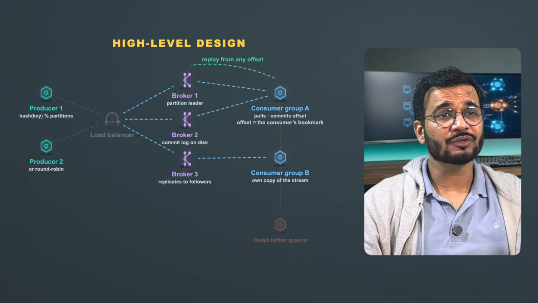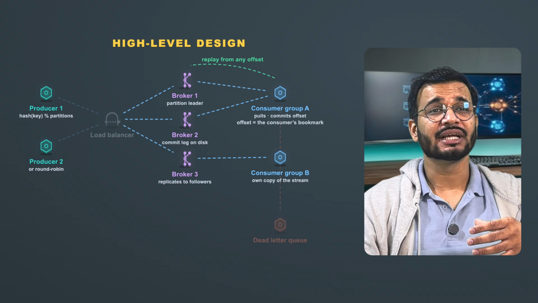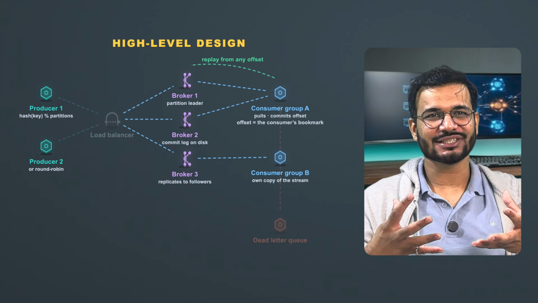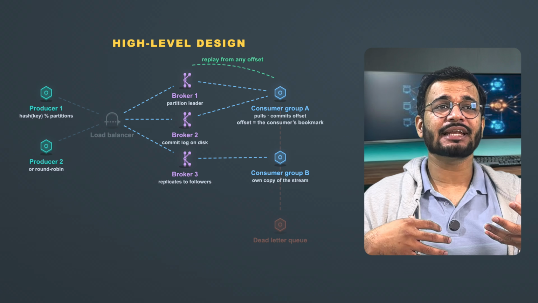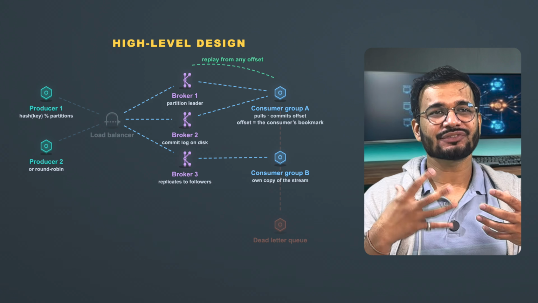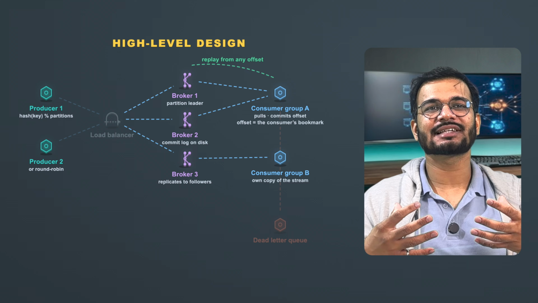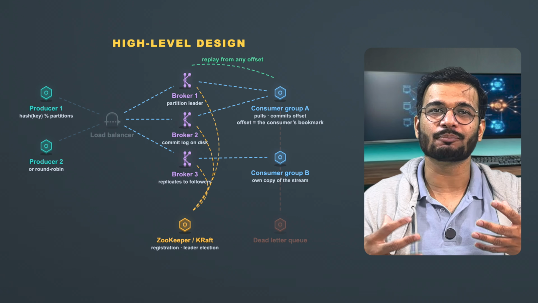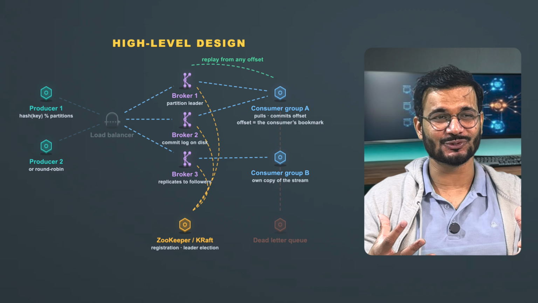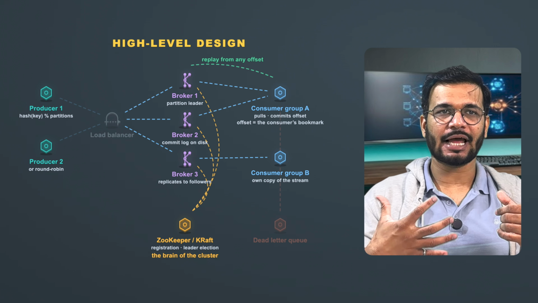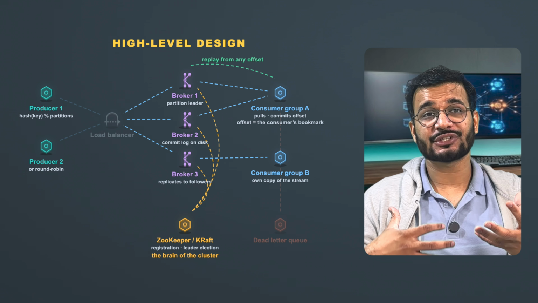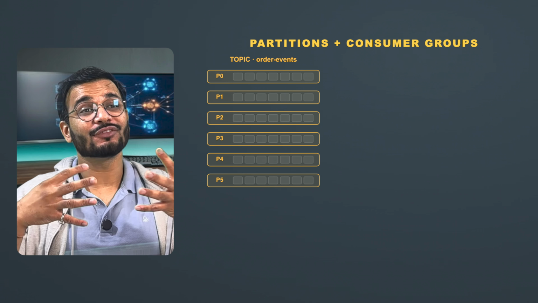Then we have the consumer, which pulls the message from the broker. It tracks its position with an offset and commits that offset when done processing it. It can reread any historical offset. This replay capability is one of the things that makes message queues dramatically more useful than traditional job queues. Then we have the coordination service. Zookeeper or KRaft manages broker registration, leader election, and consumer group assignments, the brain of the cluster.